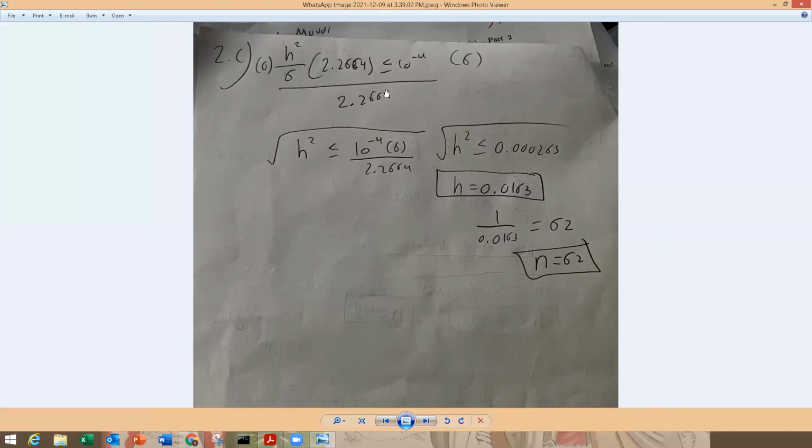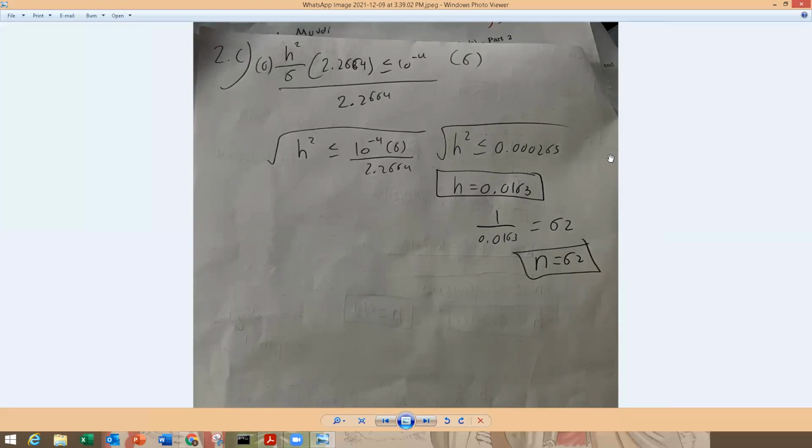Now that I have h squared, I took 10 to the negative 4 times 6 and divided it by my f double prime, which is 2.2664. I first divided this so I could get the correct answer. Then I took the square root of 0.000265, which is just this divided by this. That gave me h equal to 0.0614. When I took the inverse, it gave me that n is equal to 62. And h is equal to 0.0163.